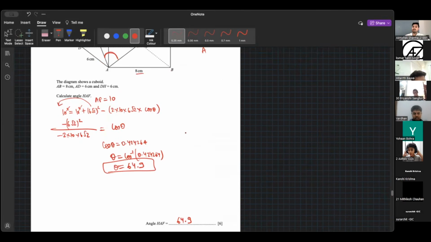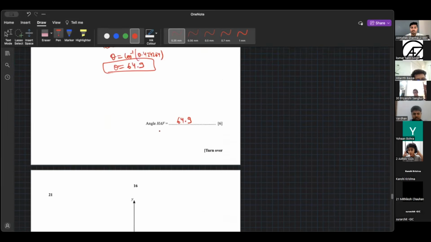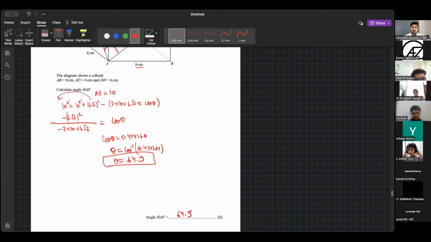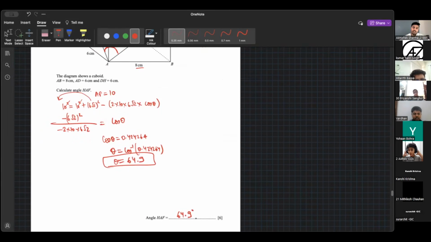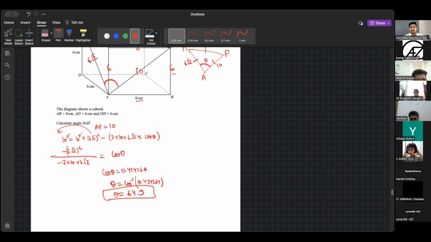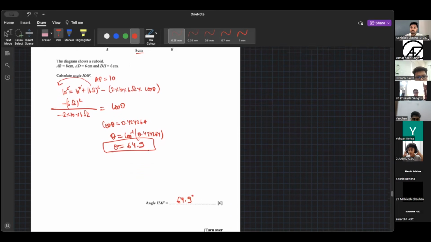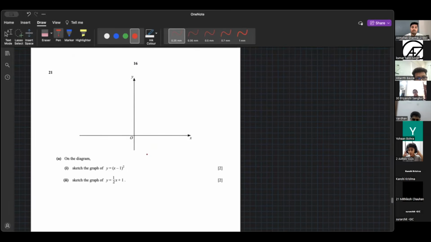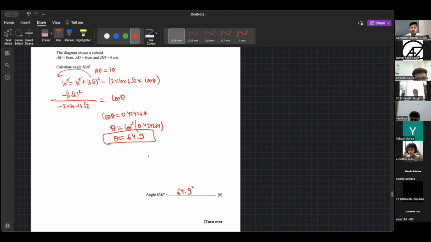Clear? And the degrees or the units, do we have to mention? Degrees, better we should write. They're saying angle HAF, so the angle must be in degrees. If the unit is not mentioned, we should mention it. But because it is written angle, even if you write 64.9, that is also fine.